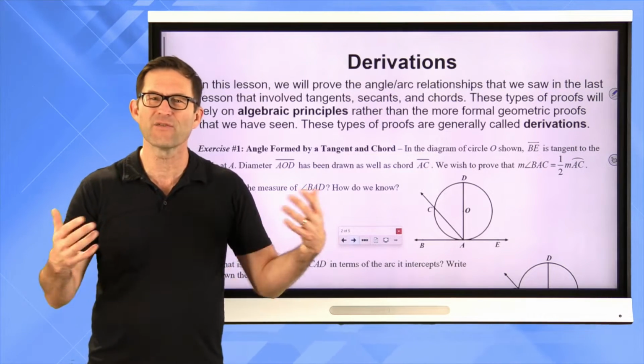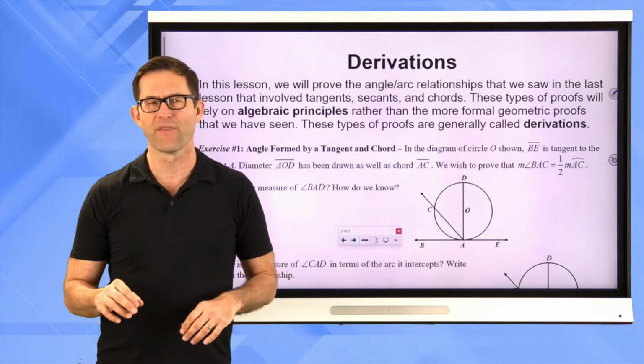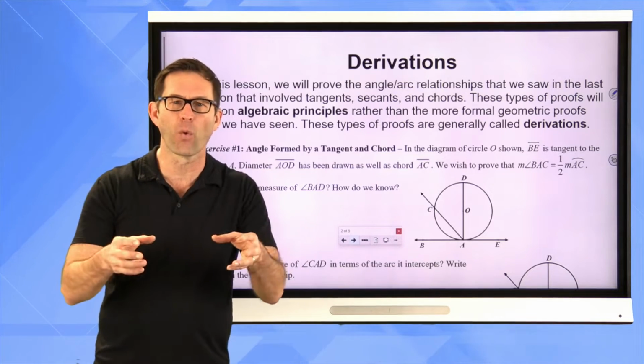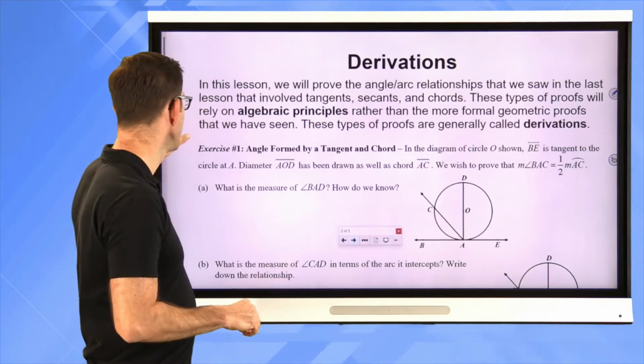That's kind of like we had these formulas, right? The measure of this angle is the measure of this arc minus the measure of that arc divided by 2, things like that. That's really kind of a formula, right? But we want to see and prove where that comes from.